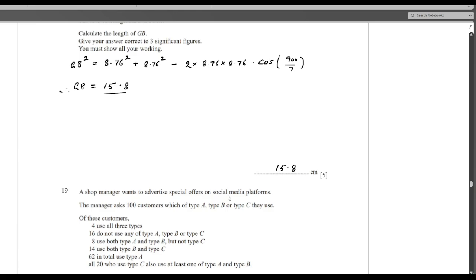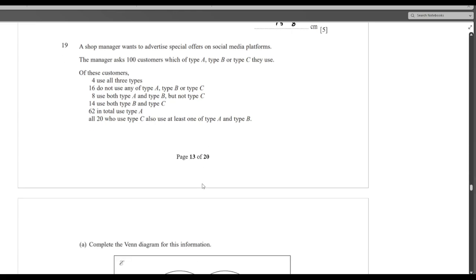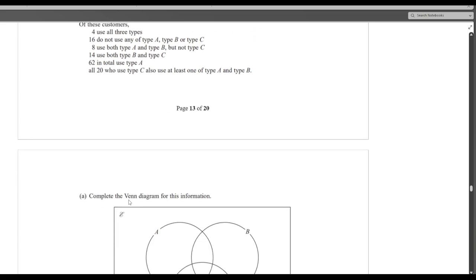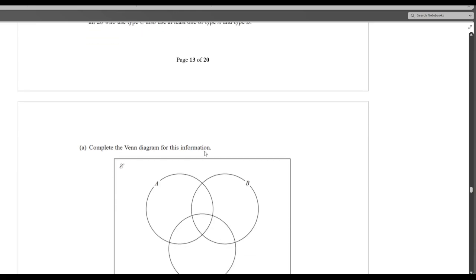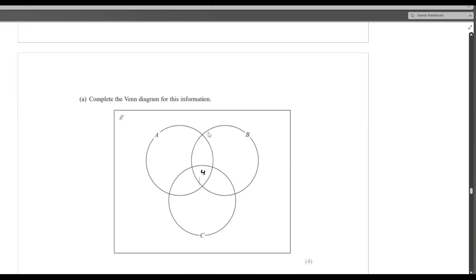A shop manager wants to advertise special offers on a social media platform. The manager asks 100 customers which of type A, type B or type C they use. Of these customers, 4 use all 3 types. 16 do not use any of the type A, B or C. So here we have to complete the Venn diagram. 4 use all the 3 types, so I will write 4 over here. Then 16 do not use any of type A, B or C, so I will write 16 outside.